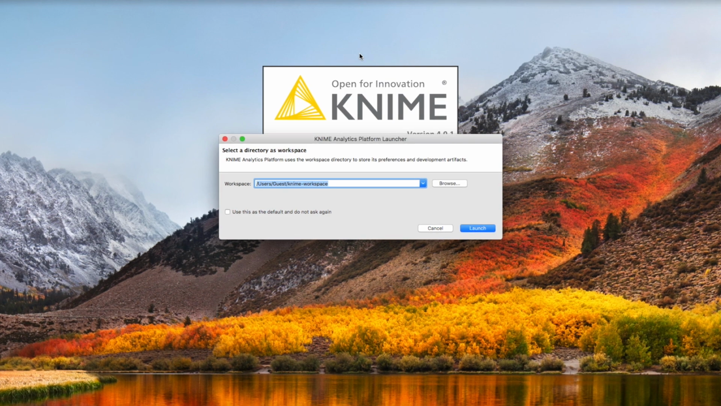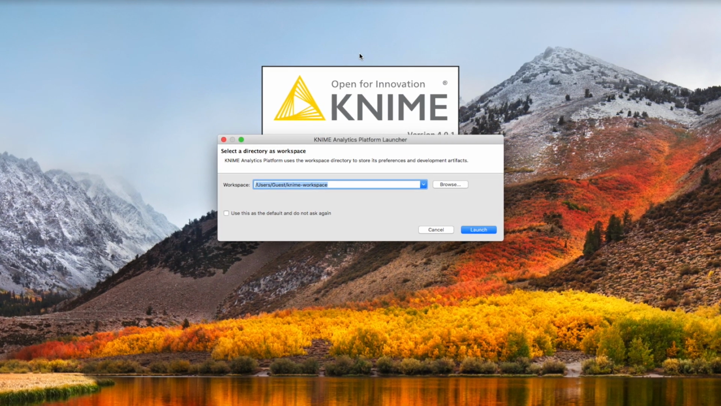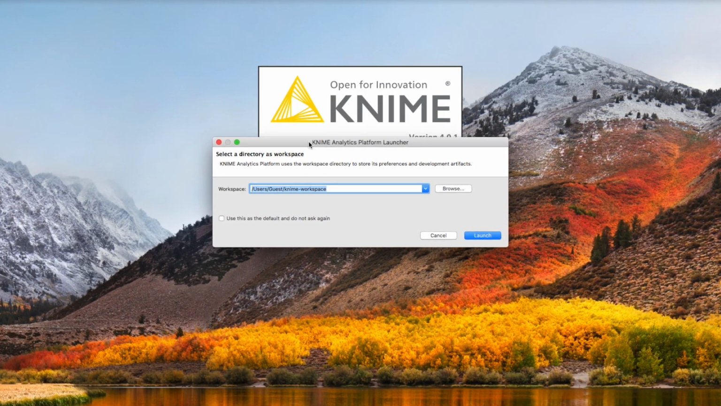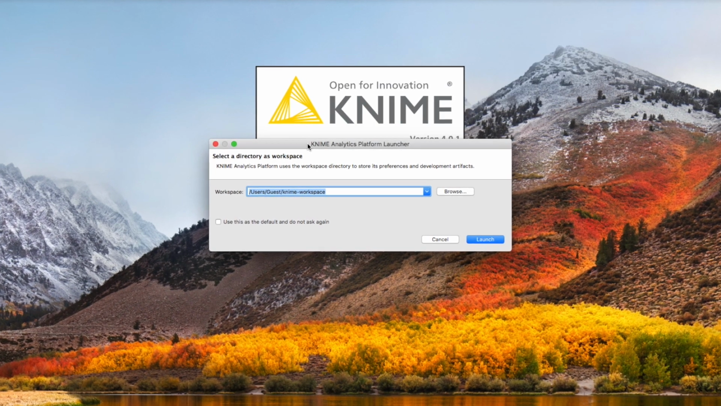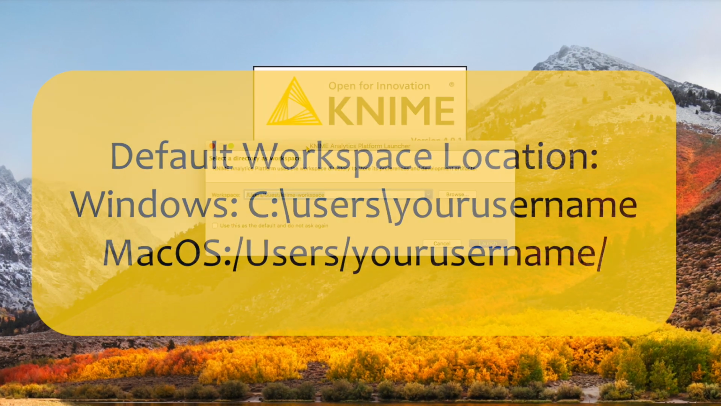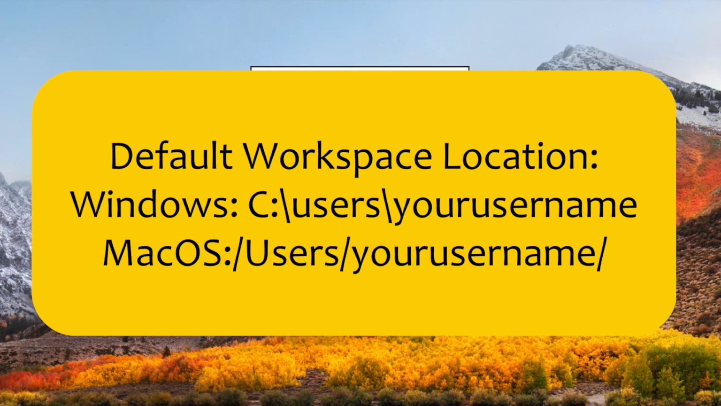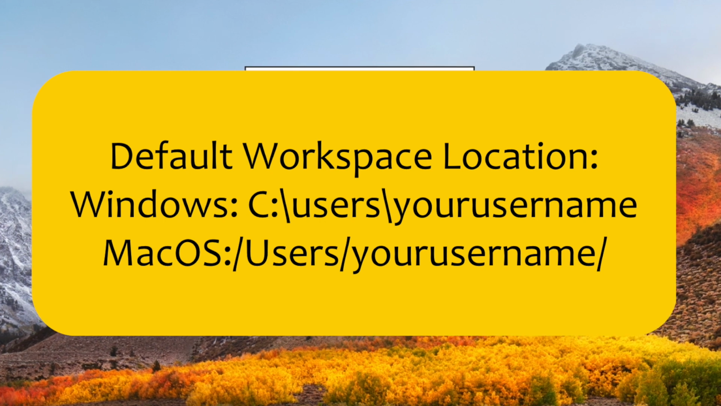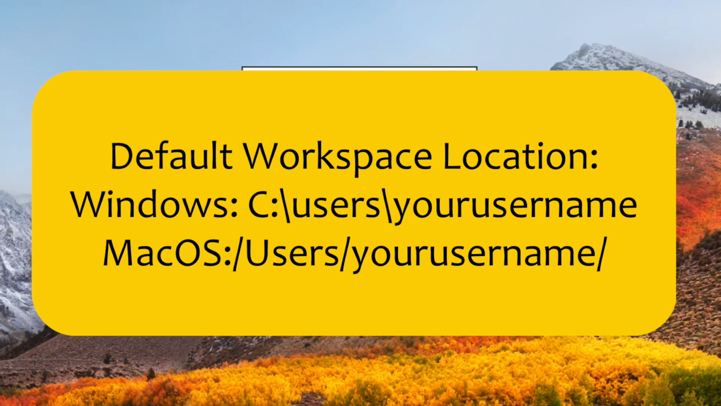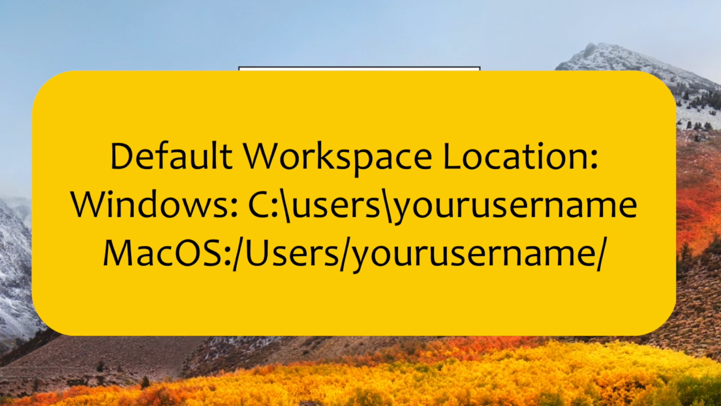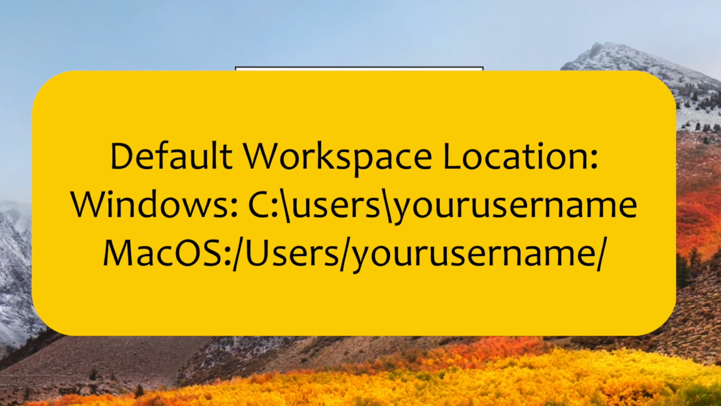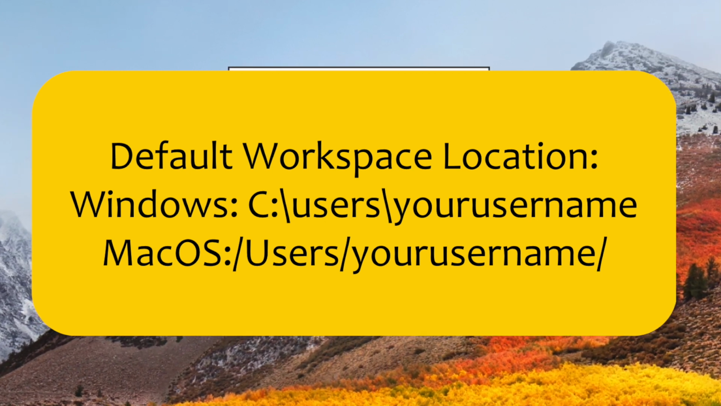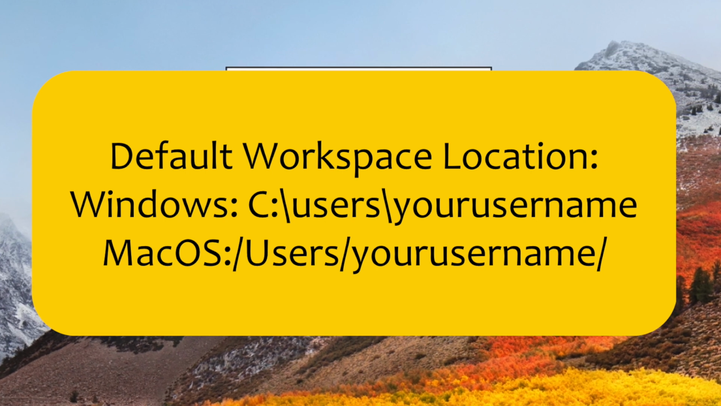The workspace in KNIME is where all of your workflow files are kept. Essentially, this is the location on your computer where all the projects you work on in KNIME are stored. Knowing where this folder is located is important. On Windows, the default workspace folder is at C, Users, and then whatever your username is on your Windows machine, your workspace will be in a folder under that username folder. On macOS, it's under Users, and then your username, and then a folder under that username folder.